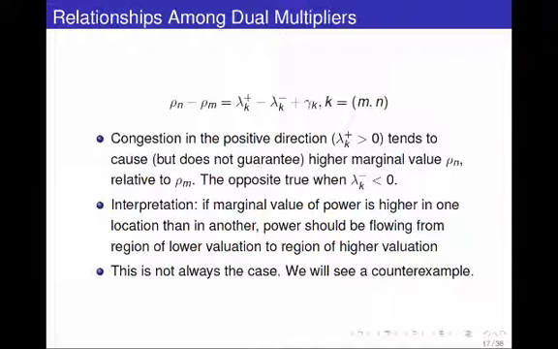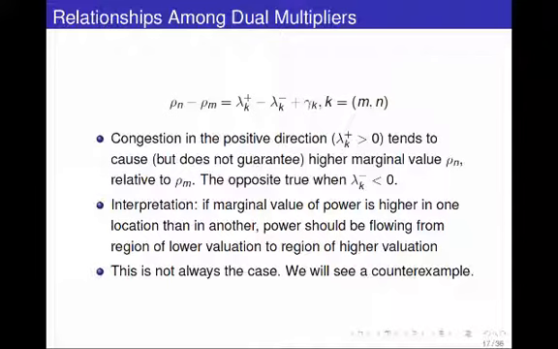So it's often, but not necessarily always, the case that when the lambda of a line that brings power from a certain bus to another bus is positive, there's a bias that the marginal value of power at this location is higher. The rho is higher. That makes a lot of sense.